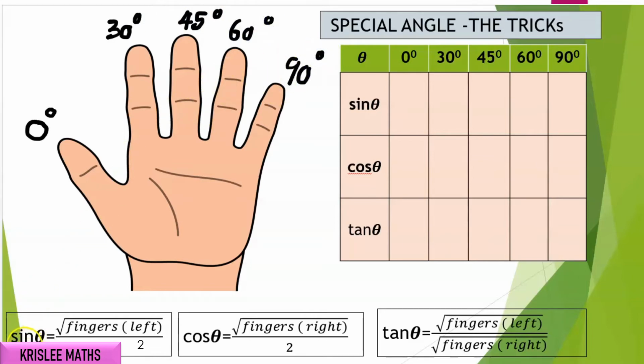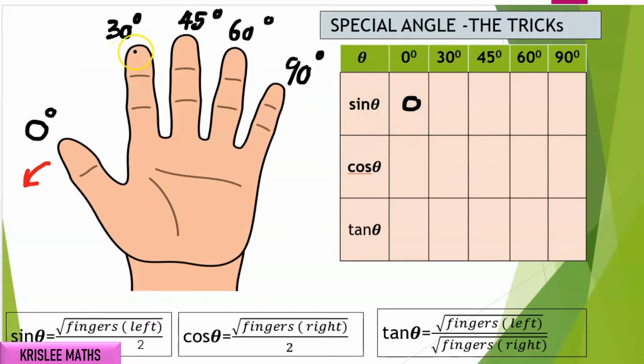Now remember, in order to find sine theta, the formula you need to remember is square root of fingers on the left over 2. Let's say now I want to find sine 0. Start with the thumb here. On the left hand side of the thumb, there is no finger. Therefore, here it will be square root of 0 over 2, which will give you a value of 0.